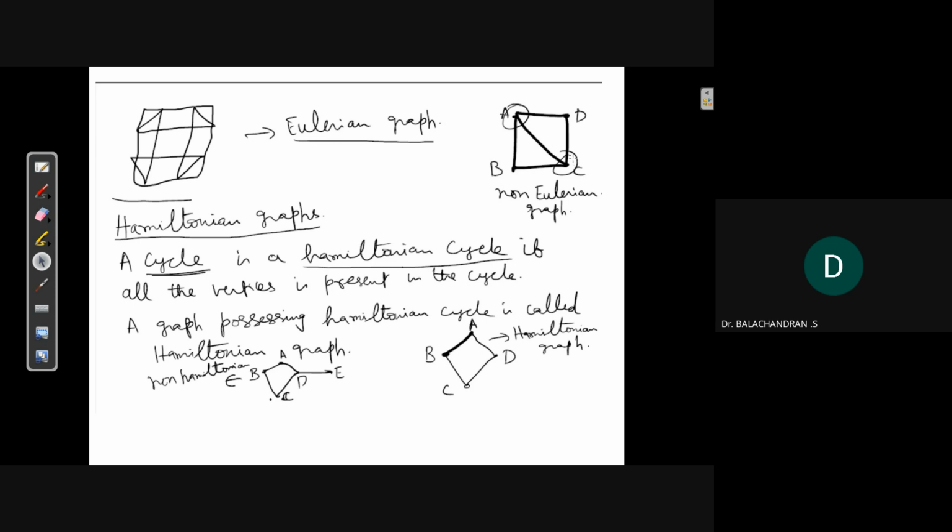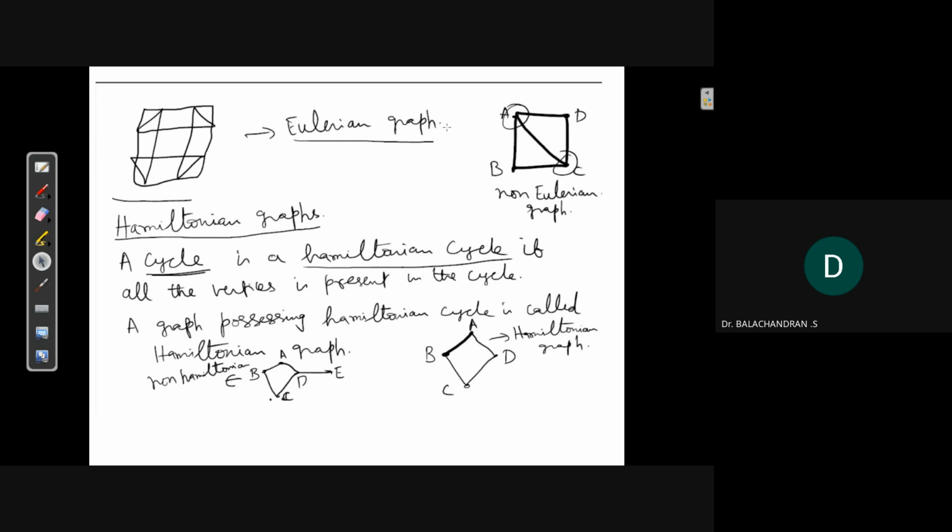So suppose if all the vertices of the graph are not even, then the graph is not Eulerian graph. Okay, that's all. But this contains Eulerian path, because two vertices are what? Odd degree. So there is a Eulerian path existing between what? A and C.